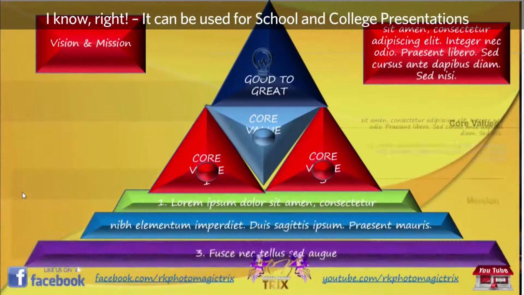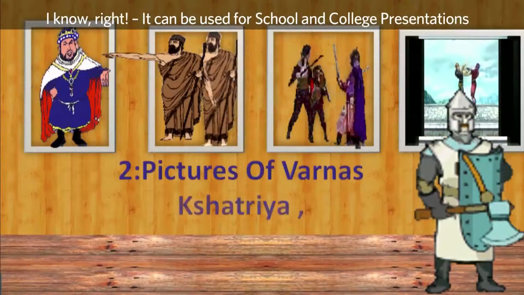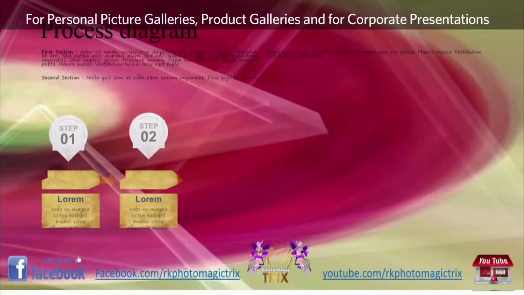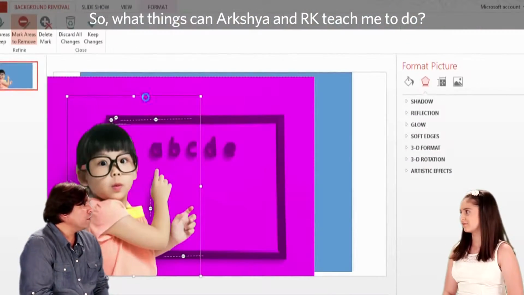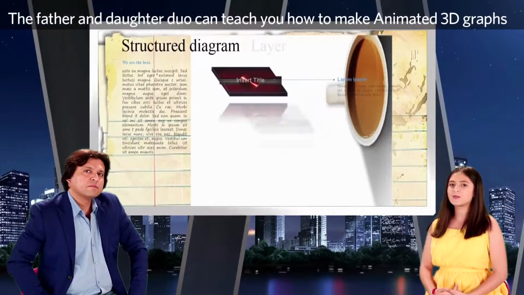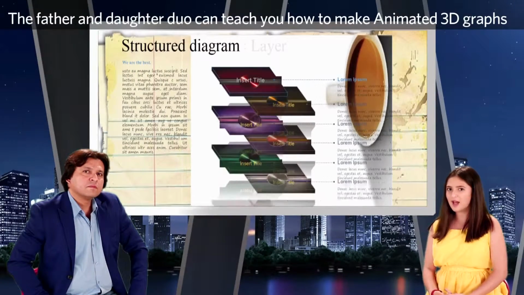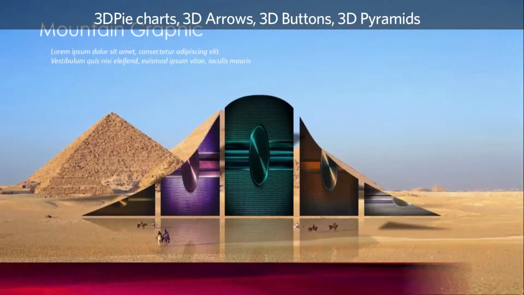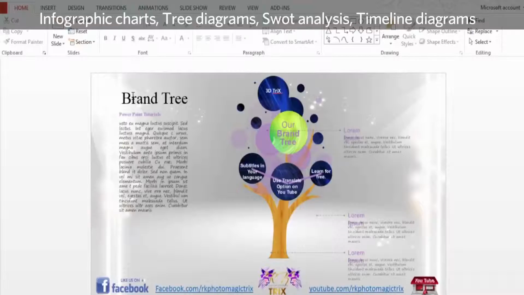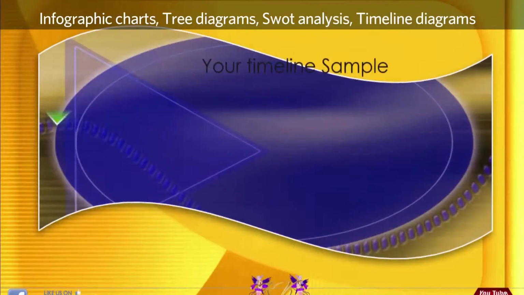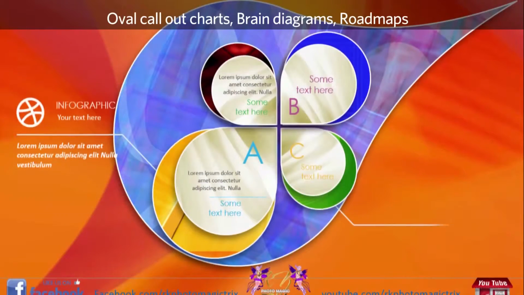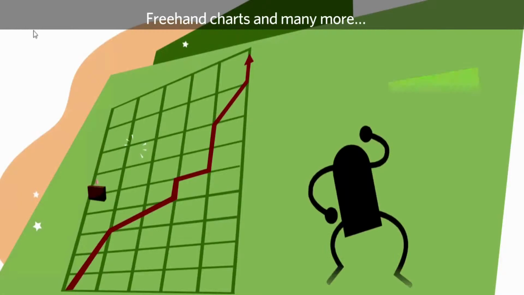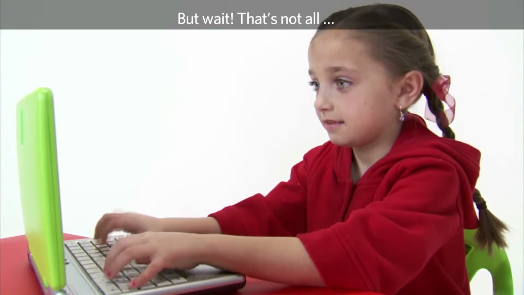I know, right? It can be used for school and college presentations, for personal bios, social media, for personal picture galleries, product galleries, and for corporate presentations. So what things can Arshir and RK teach me to do? The father and daughter duo can teach you how to make animated 3D graphs, 3D pie charts, 3D arrows, 3D buttons, 3D pyramids, infographic charts, tree diagrams, SWOT analysis, timeline diagrams, oval call-out charts, brain diagrams, roadmaps, freehand charts, and many more. But wait, that's not all.